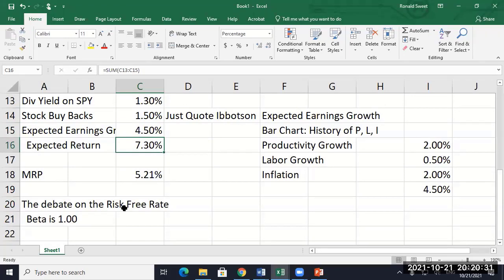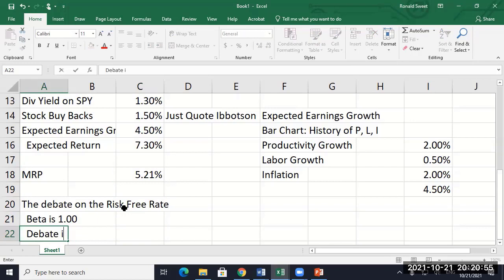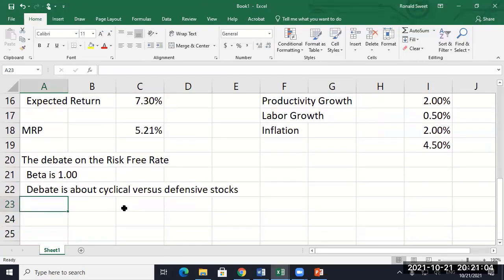If your risk-free rate is 1%, your market risk premium is 6.3%, and your beta is 1, what is your discount rate going to be? 7.3%. If the risk-free rate is 3% and your market risk premium is 4.3%, what is going to be your return? Your stock, 7.3%. It doesn't matter. So this is pretty critical. The debate is about cyclical versus defensive stocks. So who wins or who loses?